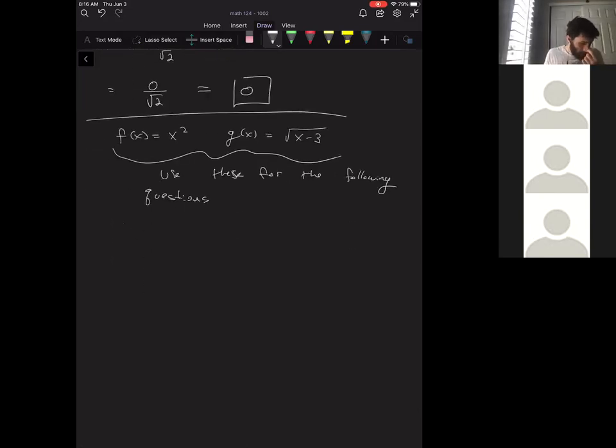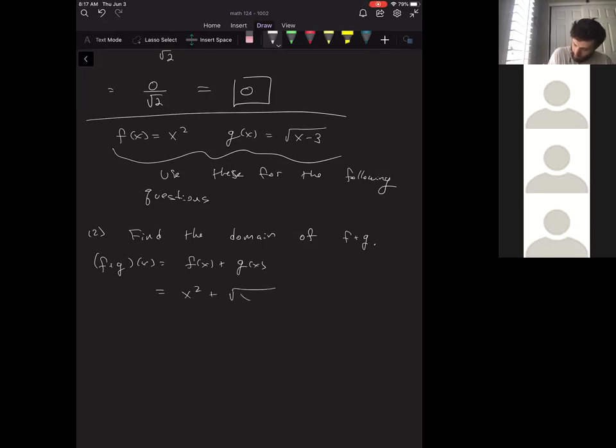All right, so let's start with number 12. So we want to find the domain of f plus g. First let's figure out what is f plus g. So f plus g of x just means f of x plus g of x. f of x is x squared. g of x is square root of x minus 3.